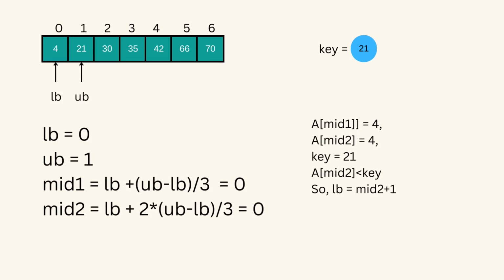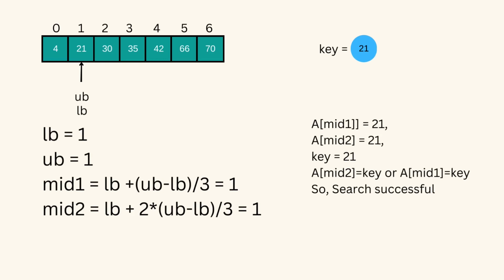Again, we calculate mid1 and mid2 using the formulae given. We get mid1 equals 0 and mid2 equals 0. As ARR of mid2 is lesser than key, we search in the third partition. So, LB equals mid2 plus 1.